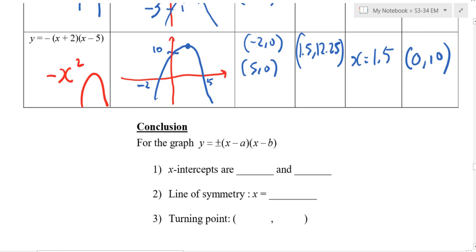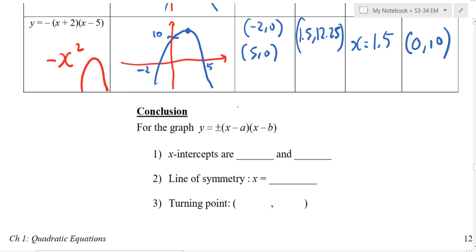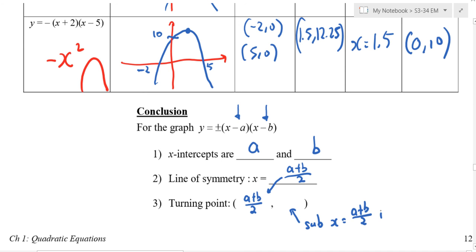Okay, now conclusion. So the x-intercept is just this value and this value. So we say that it's A and B. Line of symmetry, you take A plus B, then divide by 2. Okay? Turning point, you put this value inside. A plus B over 2. This one, you sub x equals A plus B over 2 into the equation.